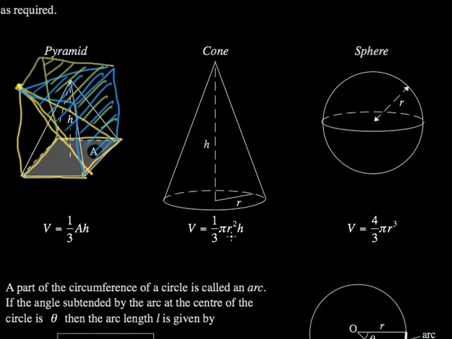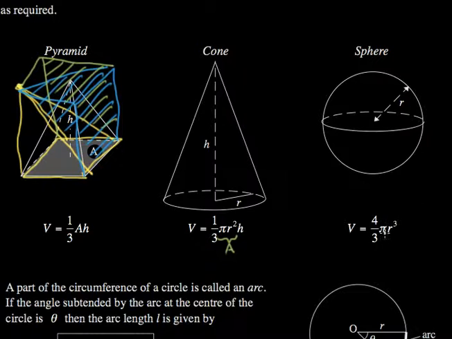And from what I said before, it is a third of the base area times the height. Well, the base area in this case is pi r squared, and so that bit there is effectively A. It's still a third AH, but using a circle instead of a square or a rectangle.